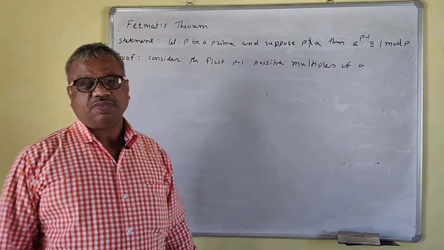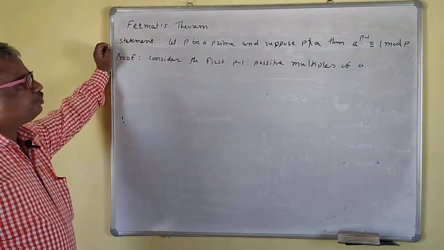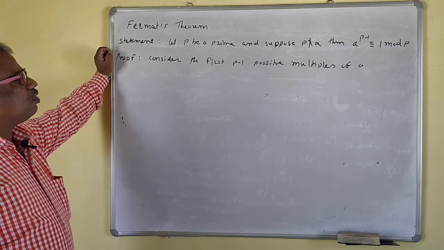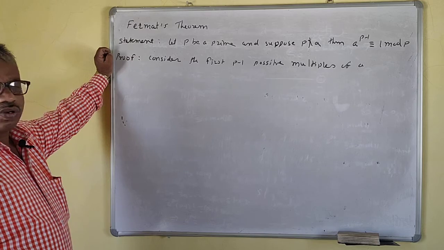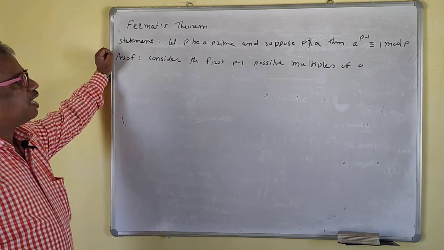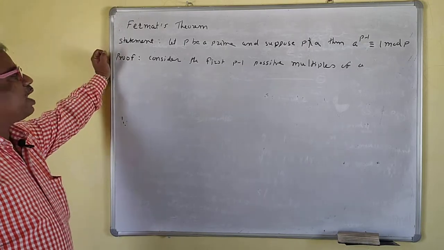Last time we had seen the residue classes modulo n. We have seen some examples. This is also a part of the congruence modulo n. So that is Fermat's theorem. This is a very nice and important theorem. So what is the statement of Fermat's theorem?